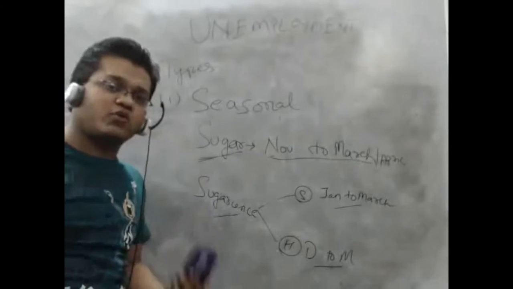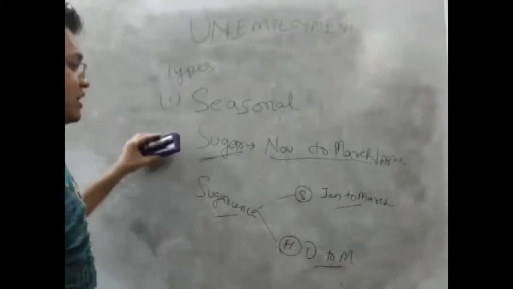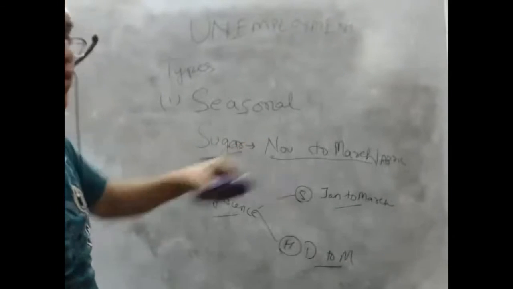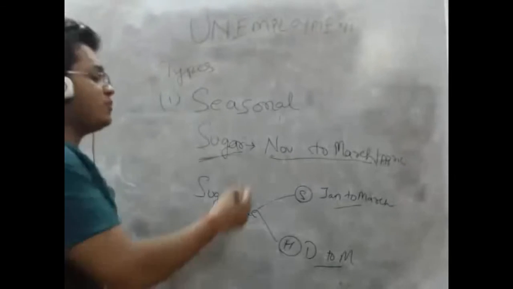So because of the nature of the job or because of the nature of the product for which you are working, since that particular production happens in a particular season, your employment is also seasonal, right? Since a sugar factory will work only from November to April, you will get a job only from November to April, right? There is no work from May to October.